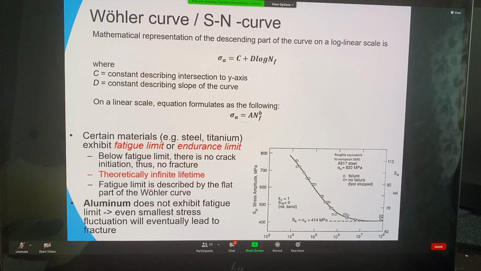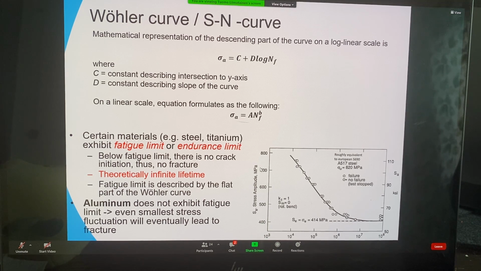And if we put it into a linear scale, we can get it into a form like the one below. So σ_A is equal to A times N_F to the power b, where this small b is now the sloping factor, and A is now the intersection point with the y-axis. Same thing, just that it's in a different form.